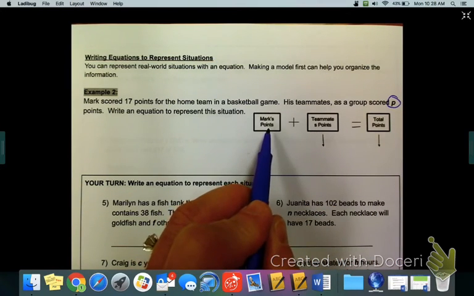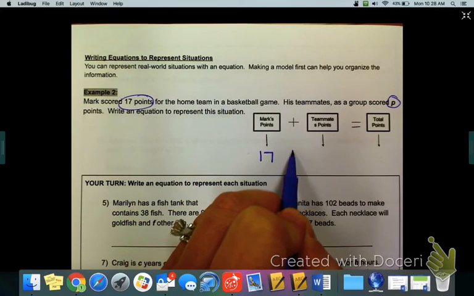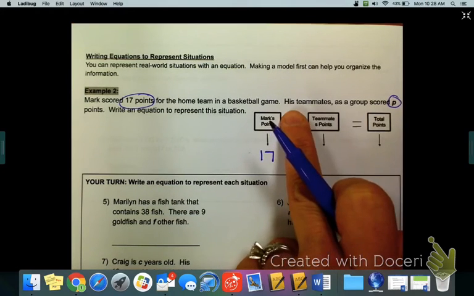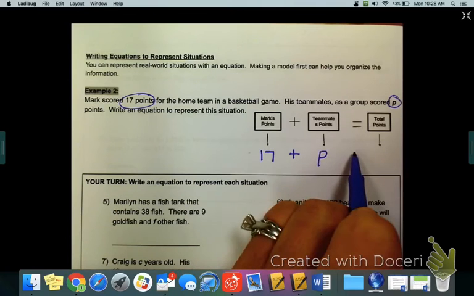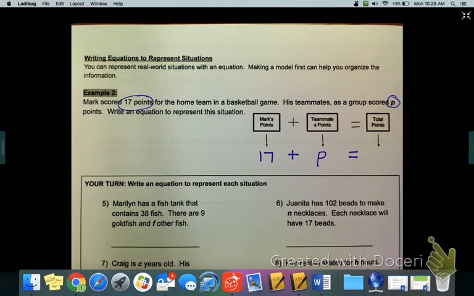Do I know how many points Mark scored? Yes, it told me 17. Do I know how many his teammates scored? No, his teammates as a group scored P points. So I'm just going to put the variable P in. And I know that it has to equal the total points that they scored.